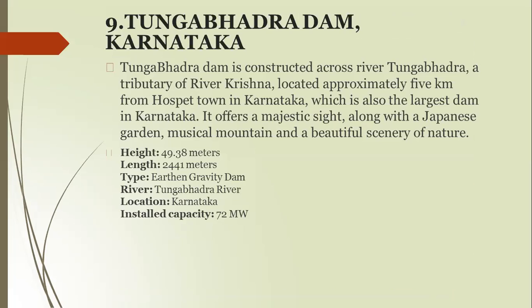One more dam is the Tungabhadra Dam, again from Karnataka state, having a small installed capacity of 72 megawatt, built on the Tungabhadra river. It is also an earthen gravity dam. So there are few earthen gravity dams in Maharashtra also. One of the dams is the Gangapur Dam near Nashik. So that is also one of the oldest earthen dams from Maharashtra.